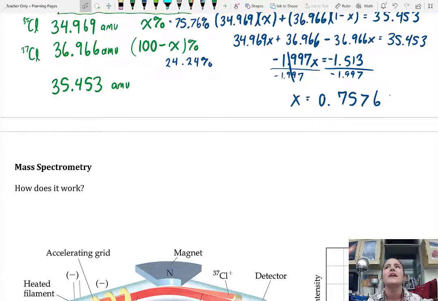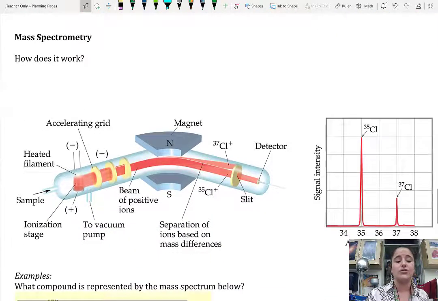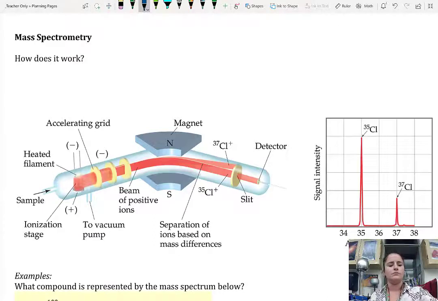Because it's not like we can look at them and weigh them individually or take a sample of chlorine and separate which ones are the heavy ones and which ones are the light ones. How does that happen? The answer is mass spectrometry. So, let me explain mass spectrometry.